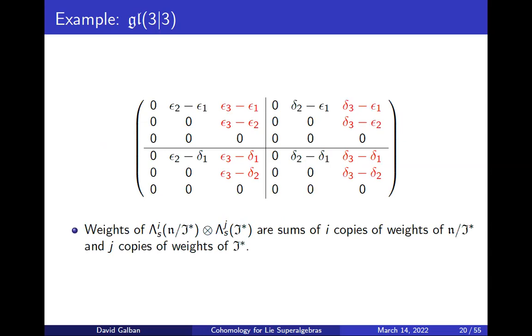Right. So they're going to respect the action of the torus, and so they're going to send weight spaces to weight spaces. However, if we look at what the weights in here are, well, this is going to consist of a sum of i copies of weights from the black region, whereas the lambda^j of I star is going to consist of j copies of weights from the red region over here. And such weights, since each weight here contains an epsilon 3 or a delta 3, is going to contain j total copies of epsilon 3 or delta 3, because none of the weights in black consist of those terms.